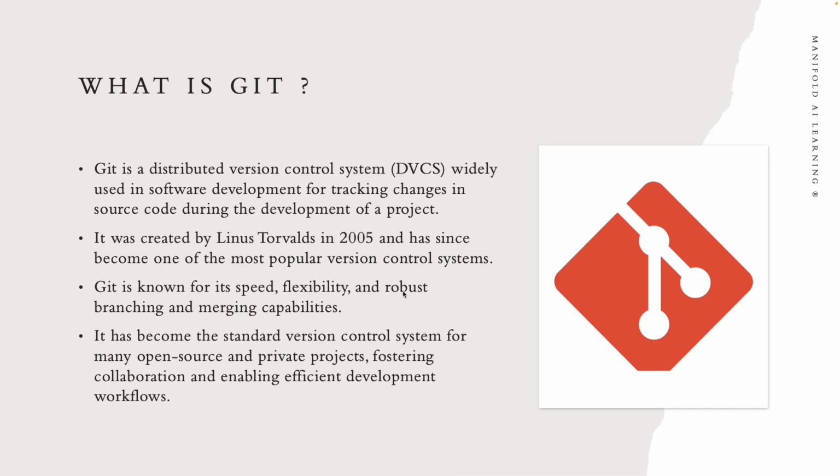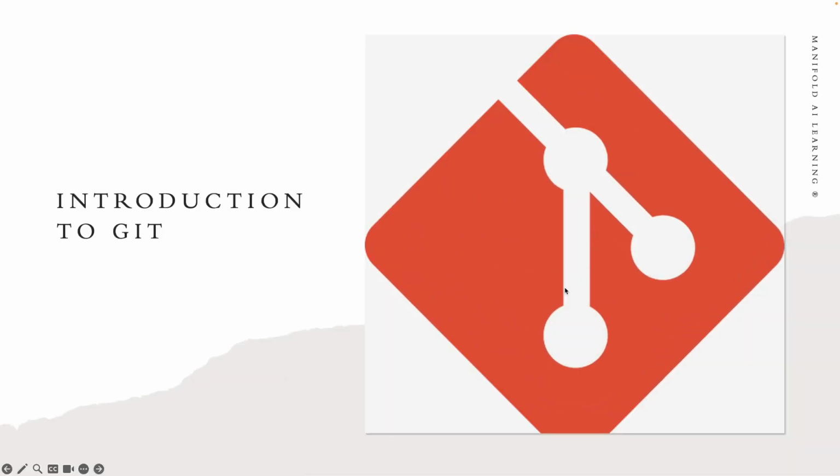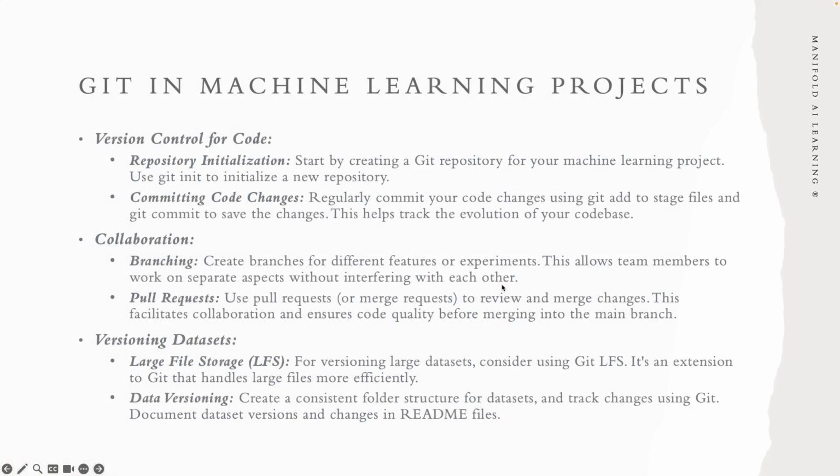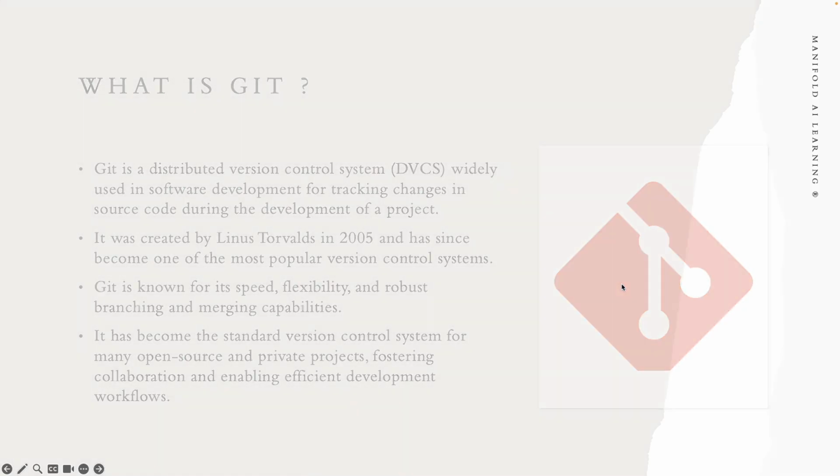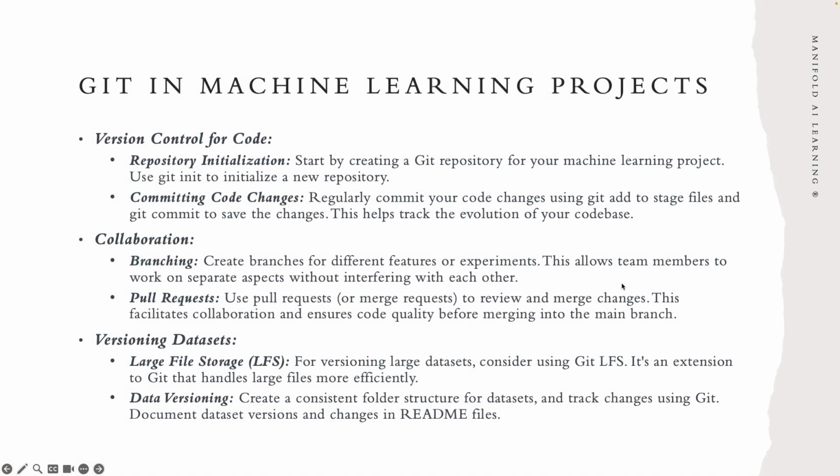Here we can say that Git has become a standard version control system for many open source and private projects, because it has helped in fostering collaboration and enabling efficient development workflows. So let's understand in detail why we require this in machine learning projects.